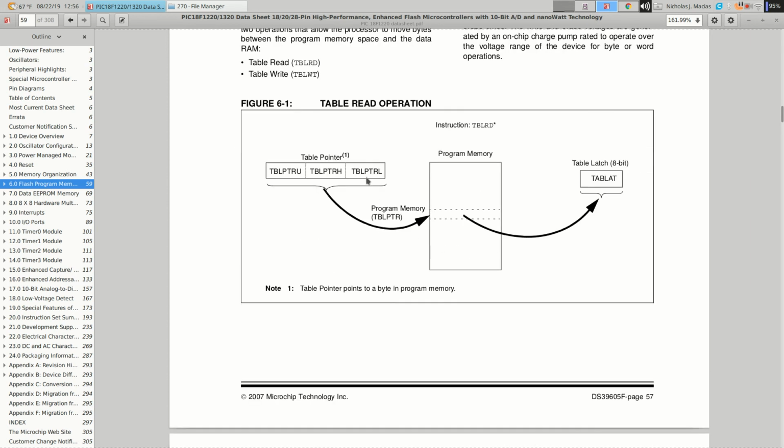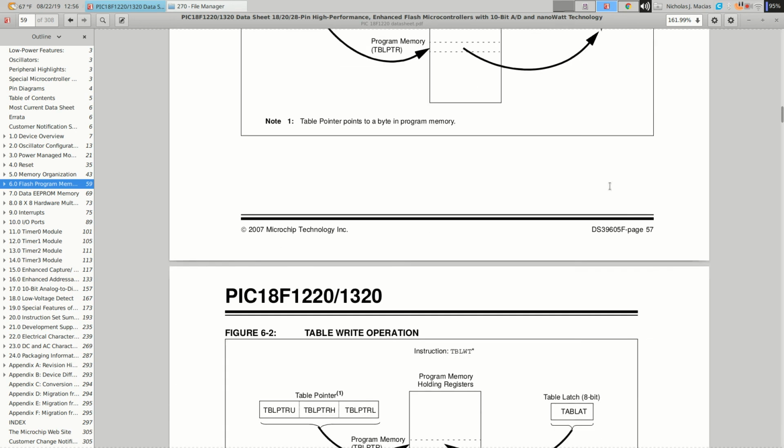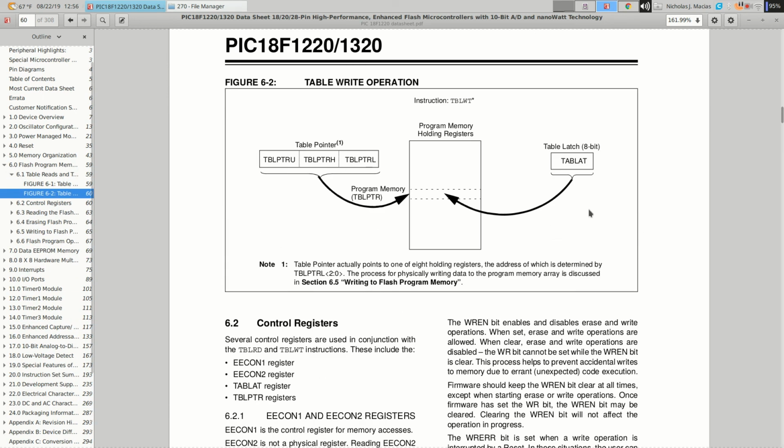So the table pointer is table pointer low, high, and upper, same as usual. And table latch is an 8-bit register that gets the contents of a byte in memory. So if you want to read, you can load up table pointer and you can say table read star instruction. It'll load the value of table latch. If you want to write, you load a value into table latch, you load a value into the table pointer, and then you do table write star, and it'll write the contents of that latch into memory.